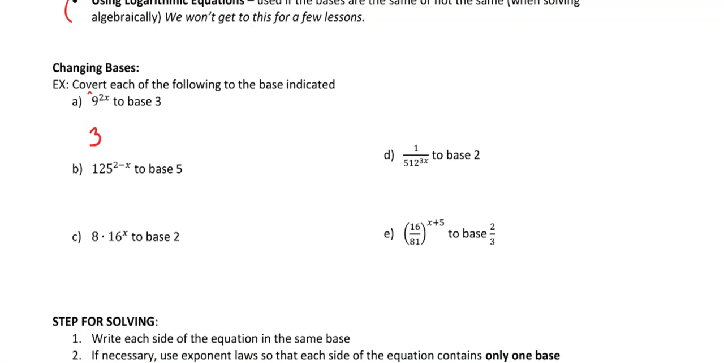So can you guys tell me what I could rewrite 9 as, like 3 to the power of something? Yeah, 3 to the power of 2, right? So what I'm going to do here, I'm just going to rewrite that 9 as 3 to the power of 2. And then that is all still to the power of 2x. Do you guys remember the power law for when I go a power to a power? What do I do with those exponents? You multiply them, right? So this would be the same thing as 3 to the power of 4x.